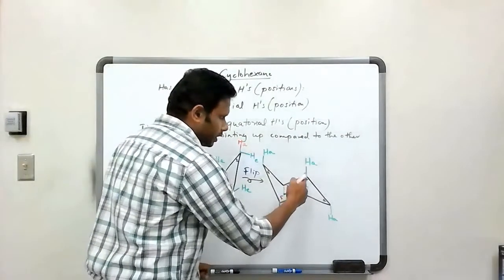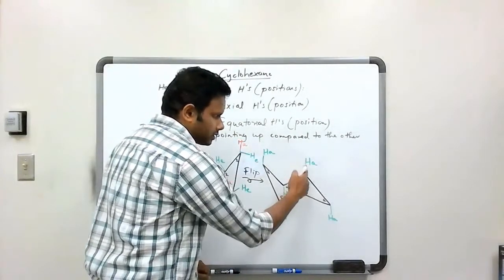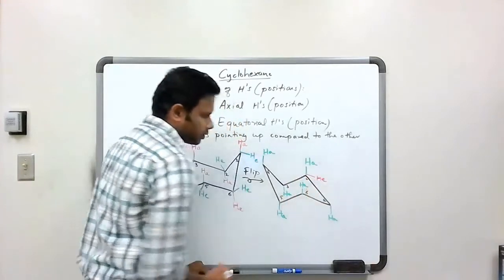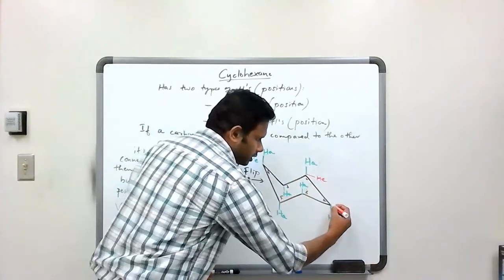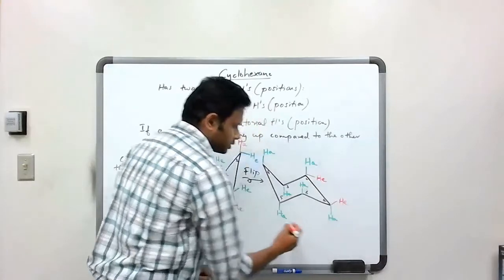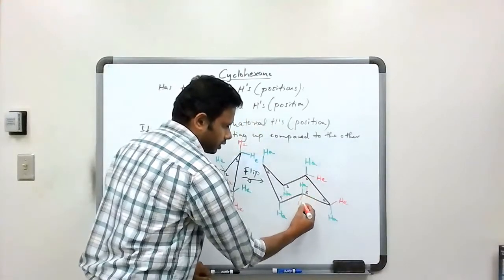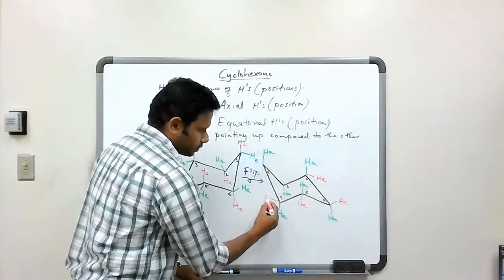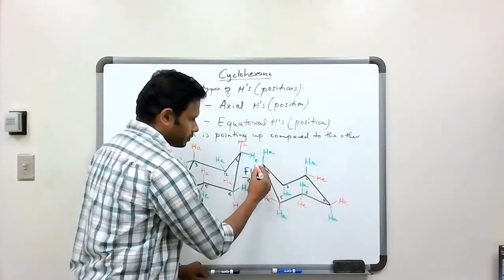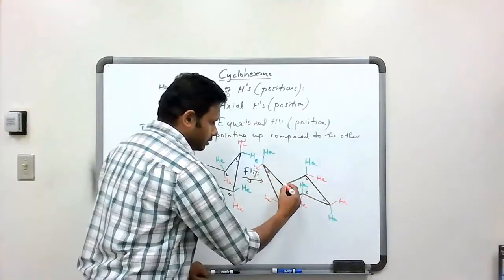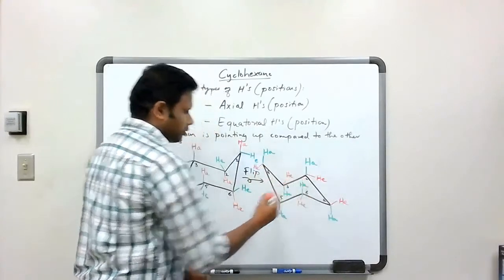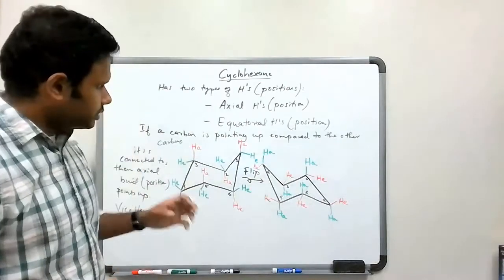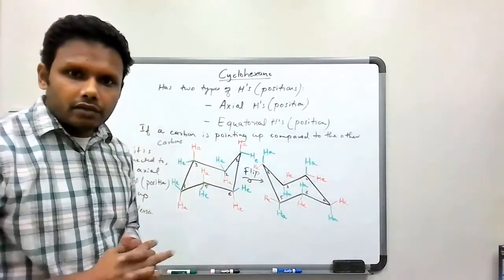And similarly for every carbon, when the axial is pointing up, then equatorial points down. Axial is pointing down, equatorial points up, axial pointing up, equatorial points down, axial pointing down, so equatorial points up, equatorial down, and equatorial up. So we've completed all of those positions. So we have the axial and the equatorial.